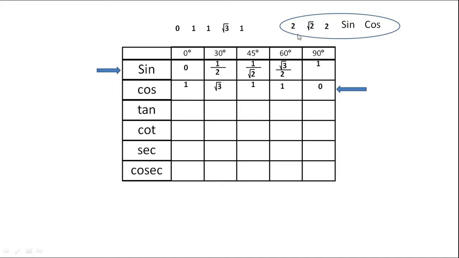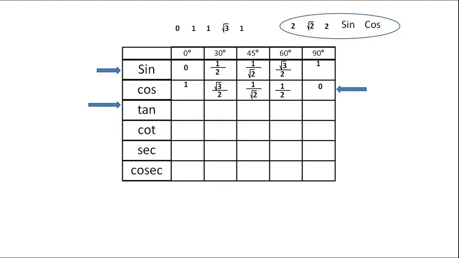Once again, we will write this small sequence below the middle three terms, and we will neglect the first and last terms. Here 2, root over 2 and 2, and we get the values: the first is cos 0 degree, the second is cos 30 degree, the third is cos 45 degree, and the fourth is cos 60 degree. Cos 0 degree is 1, cos 30 degree is root over 3 divided by 2, cos 45 degree is 1 by root 2, cos 60 degree is half, and cos 90 degree is 0.